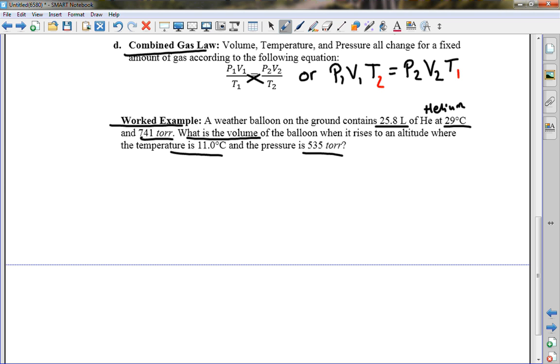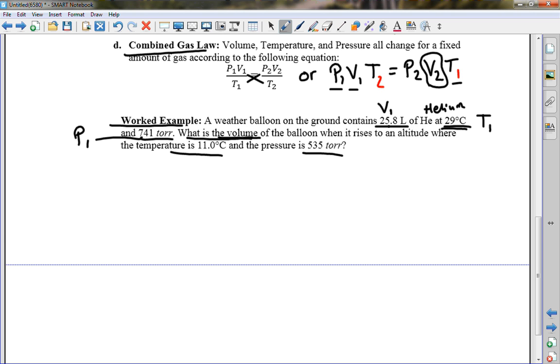Okay, so some things to identify in this problem. This 25.8 liters is your first volume, that's your V1. 29 degrees Celsius is your T1, your first temperature. And this 741 torr is your P1. So you've got your P1, your V1, and your T1. What is the volume here? This is what we're solving for, V2.